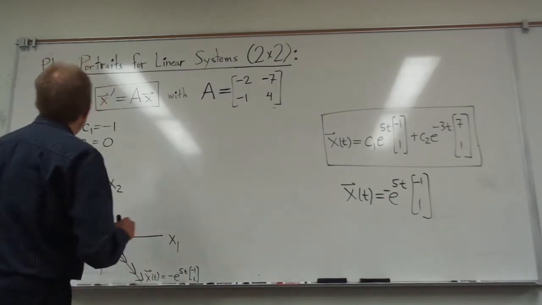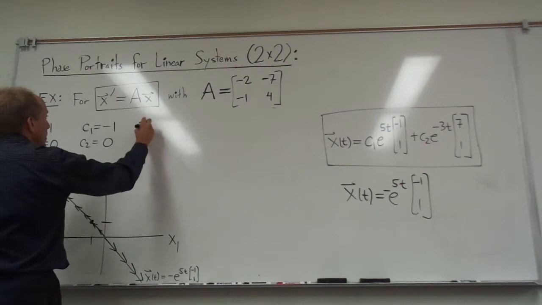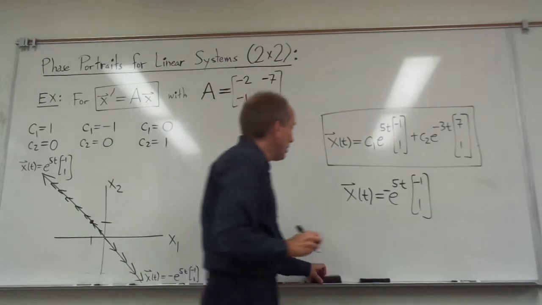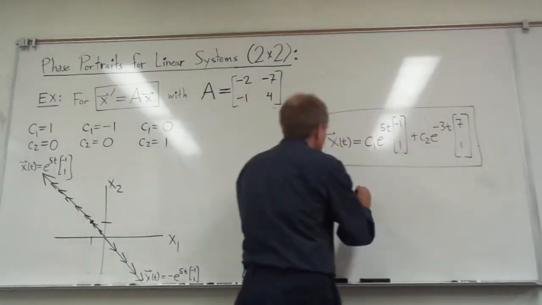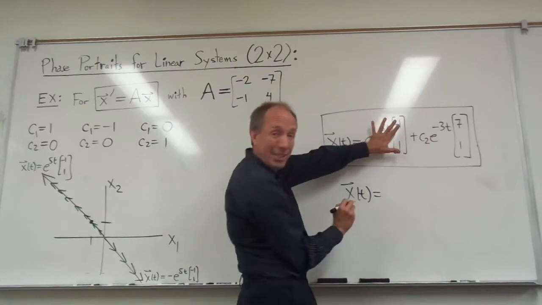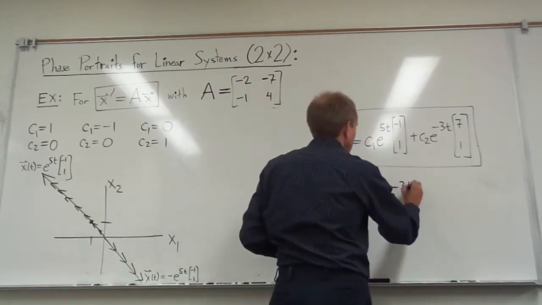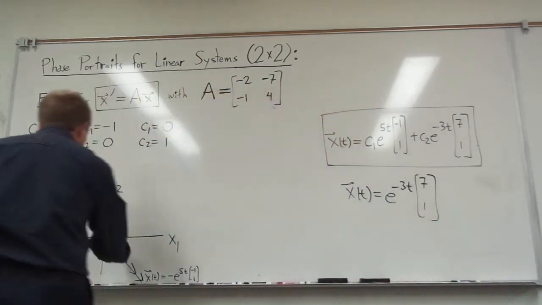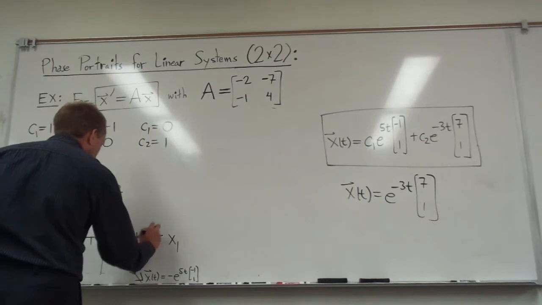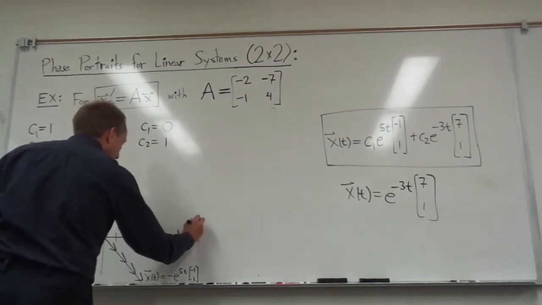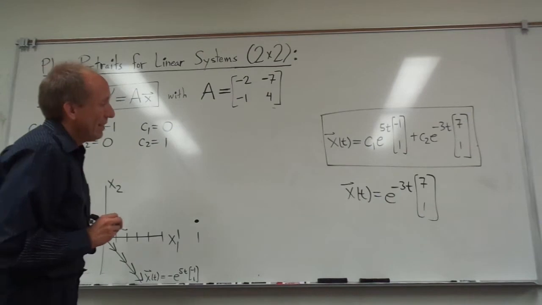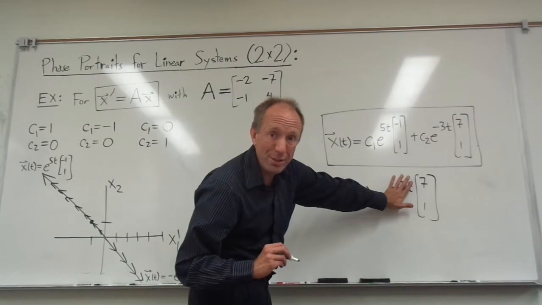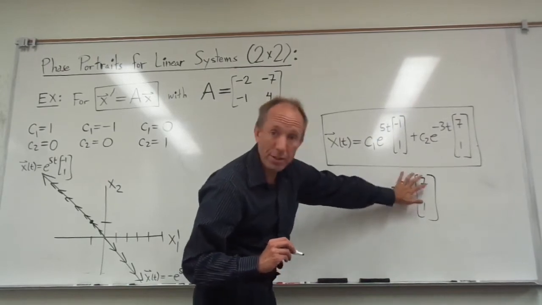Okay? Another good curve to examine would be the curve where C1 is 0 and C2 is 1. Now this time, if C1 is 0 and C2 is equal to 1, we're going to get e to the negative 3t times 7, 1. At time 0, this particle is going to be over here at 7, 1, which is right about there. Okay? That's at time 0. If I put 0 in for t, the exponential part is just e to the 0, which is 1. So I just get the vector 7, 1.